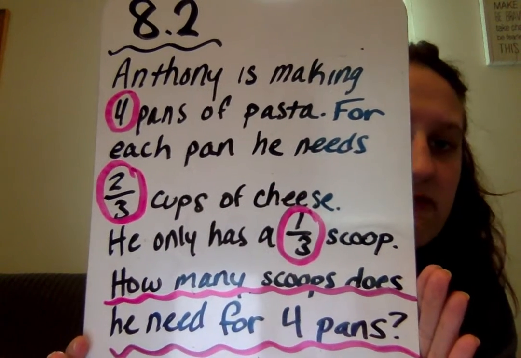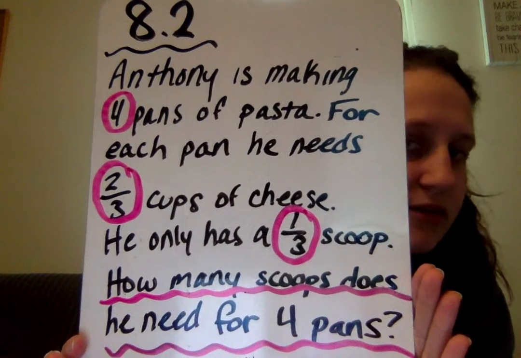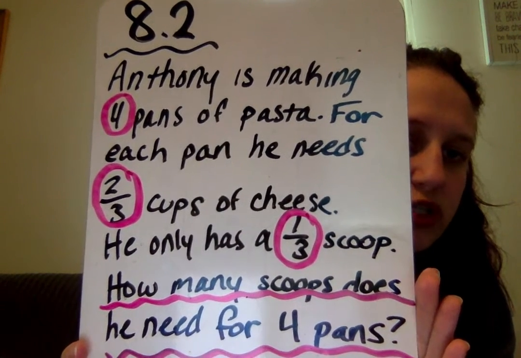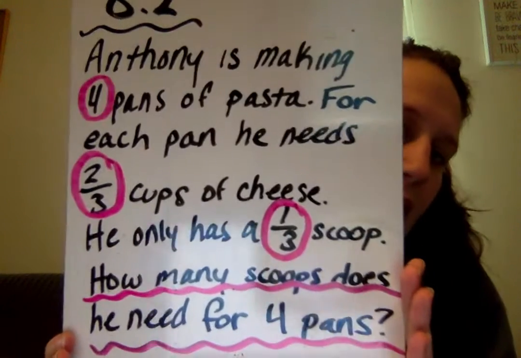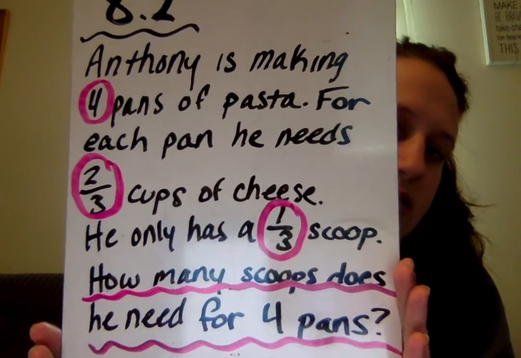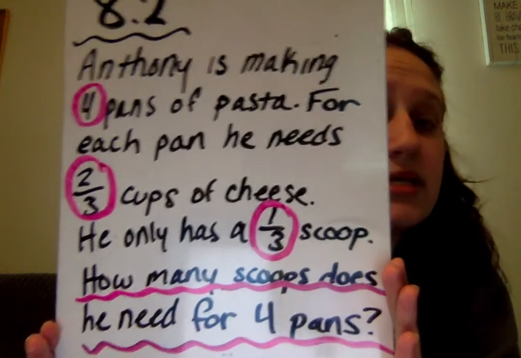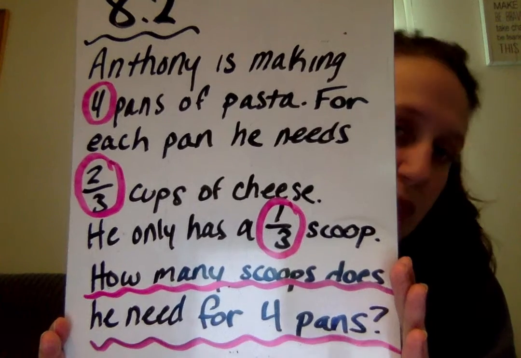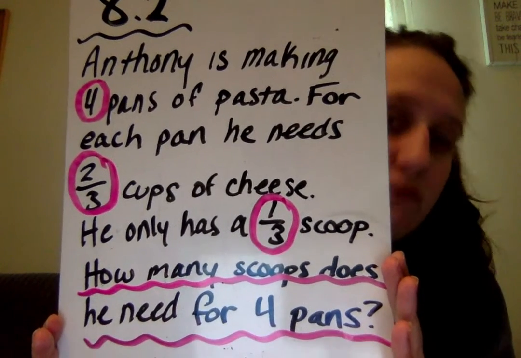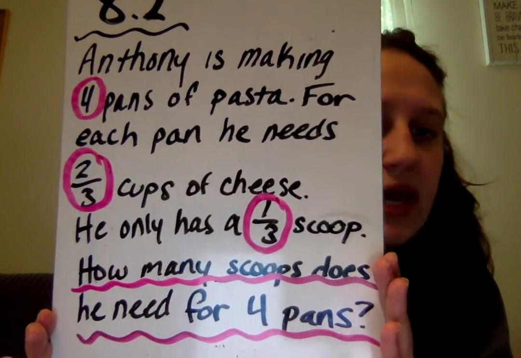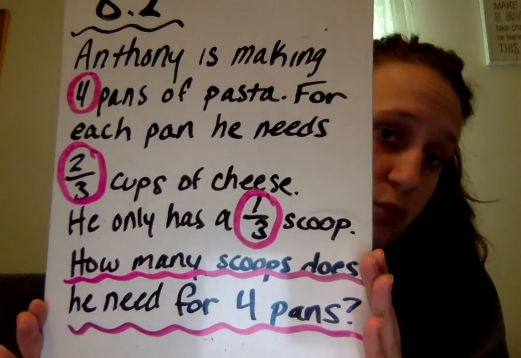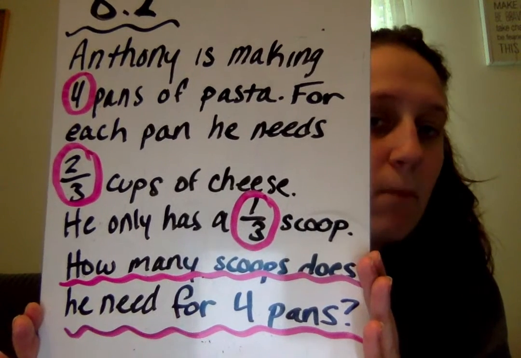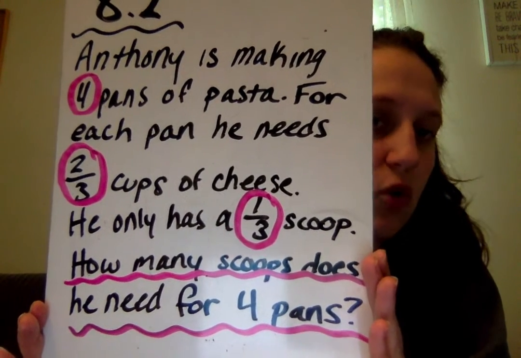So Anthony is making 4 pans of pasta. For each, he needs 2/3 cups of cheese. So ask yourself, how much cheese does he need for 1 pan? It says that he needs 2/3 cup of cheese for each pan. So we need 2/3 4 times. He only has a 1/3 cup scoop, so he doesn't have a 2/3 scooper for the cheese. How many scoops does he need for all 4 pans?